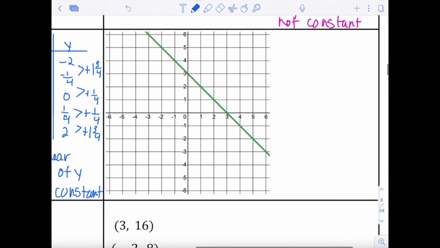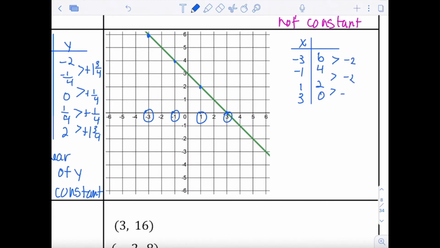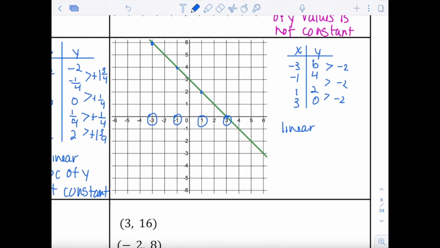Okay, this one's a line, and maybe we can pick some more spread out points. Let's pick -3, -1, 1, and 3. As long as my pattern is constant, I'm good. It doesn't necessarily have to go up by 1s. It doesn't necessarily have to touch 0. So I have 6, 4, 2, 0. So I can see I'm going down by 2 every time. So we call this one linear. And we can see it from the graph.